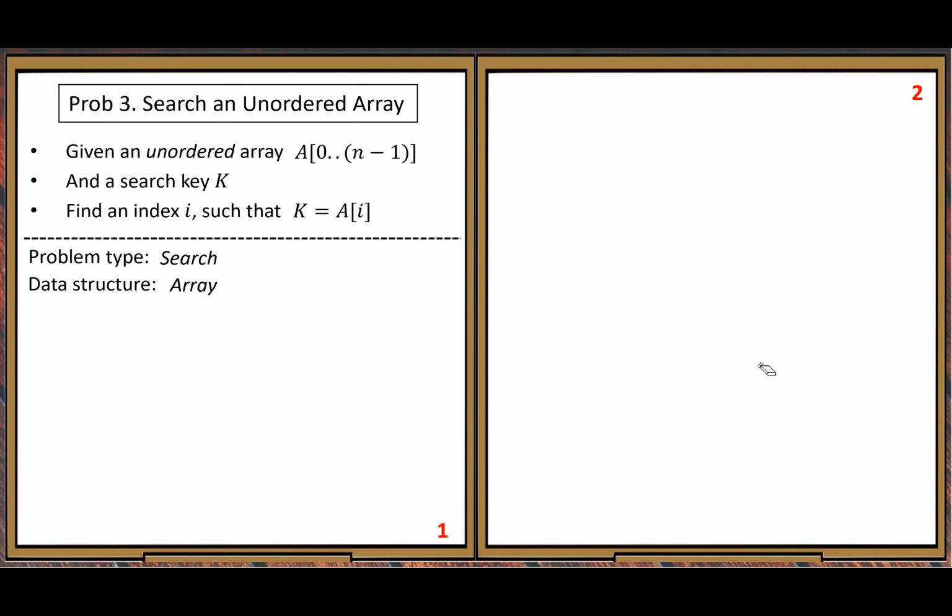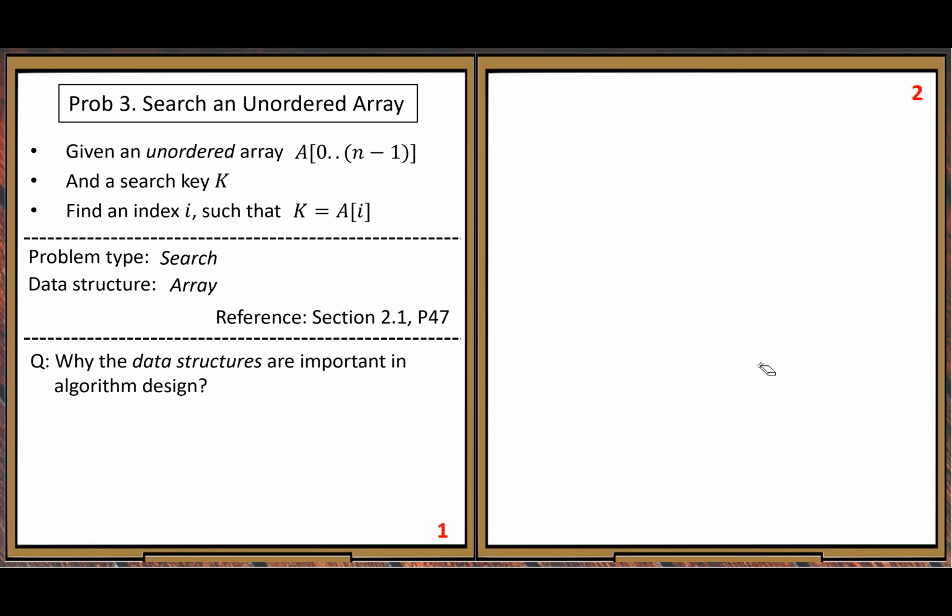Also basic type, array. Later, we will learn some more advanced data structures. But most of the time, we use the array data structure. All right. And here, I give you the reference in the textbook, section 2.1. All right. So the question: why are data structures important in algorithm design?